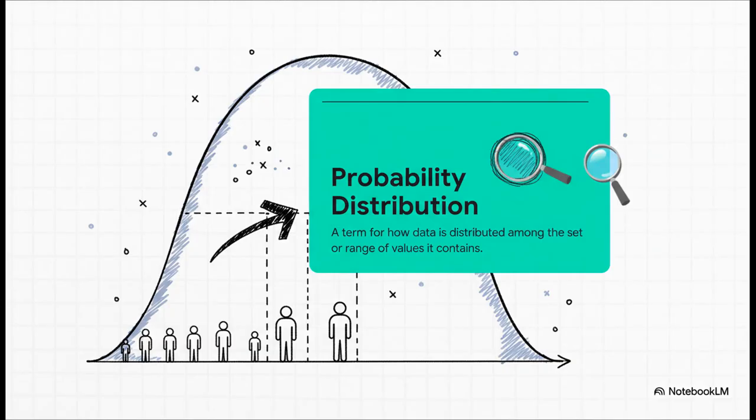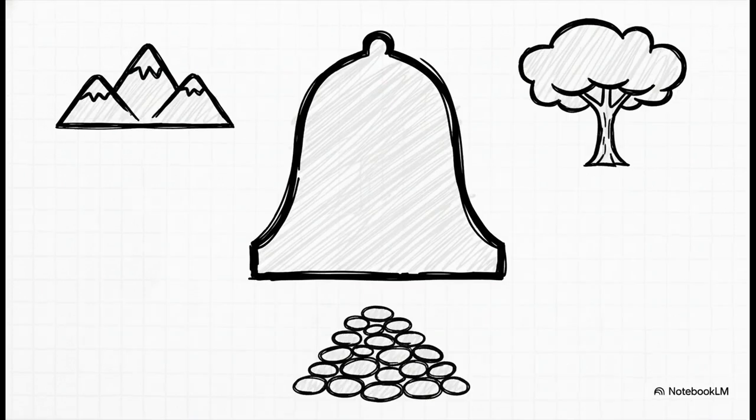Now, the technical term for this shape is a probability distribution, but really, it's just a map of likelihood. With this map, we can start asking powerful questions like, what's the chance the next person we meet is a certain height? This shape holds the answer. And I bet you've seen this specific bell shape before. It's called a normal distribution, and it shows up everywhere from human height to test scores to tiny errors in manufacturing. It's one of the most fundamental patterns in our world.